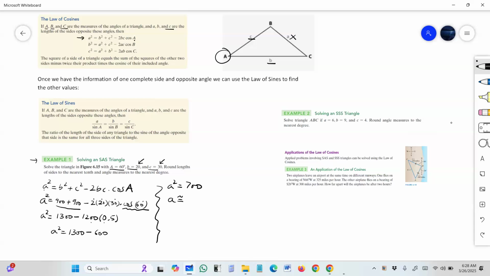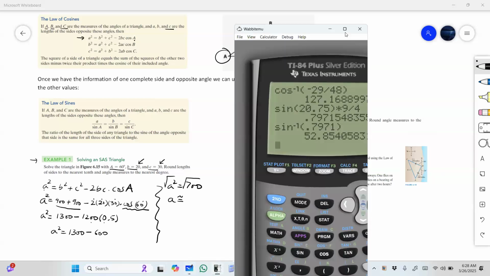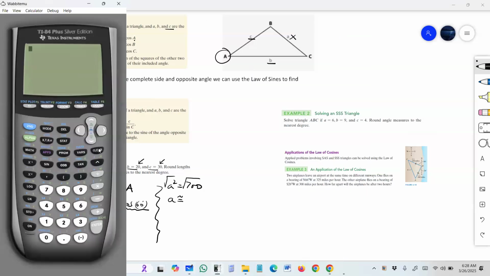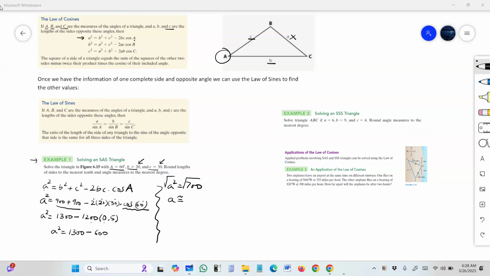So now we take the square root of both sides to find the value of A. We can go to the calculator. The square root of 700 is about 26.45. I think I'm going to say 27. You can say 26, but let's say 27.